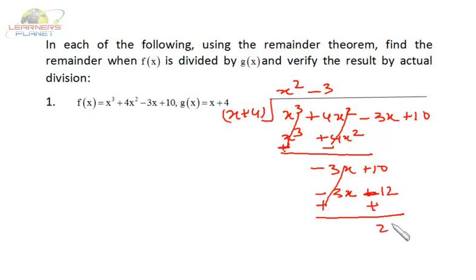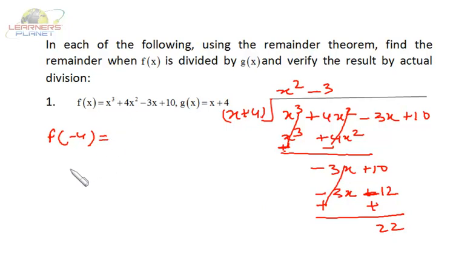Here it is 22. That means if I divide x cube plus 4x square minus 3x plus 10 by x plus 4, I am getting the remainder as 22. Now let's verify it by remainder theorem. That means if I divide this expression by x plus 4, I am getting the remainder as 22. That means if I put x is equal to minus 4, I should get the remainder as 22.